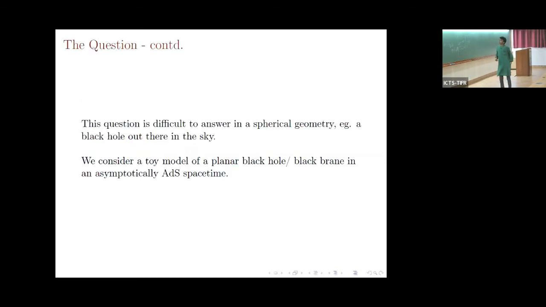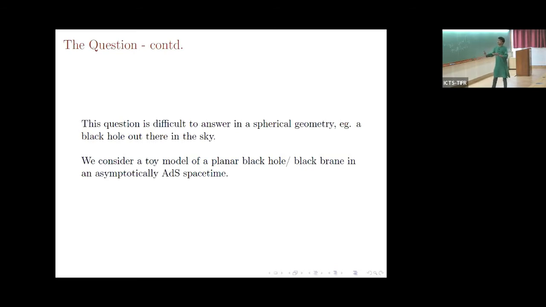This is a very difficult question, as you can imagine, because it's a very non-equilibrium system. You have some black hole which is radiating at some temperature, and you're throwing something in, and it's a finite temperature non-equilibrium process. The difficulty is compounded if you're trying to understand it for a real black hole out there in the sky, because a real black hole is a spherical black hole, and spherical geometries, as most of us know, are much more difficult to understand than planar geometries, because in a planar geometry you can do plane waves. In spherical geometry you have to do spherical harmonics and vector spherical harmonics and so on.